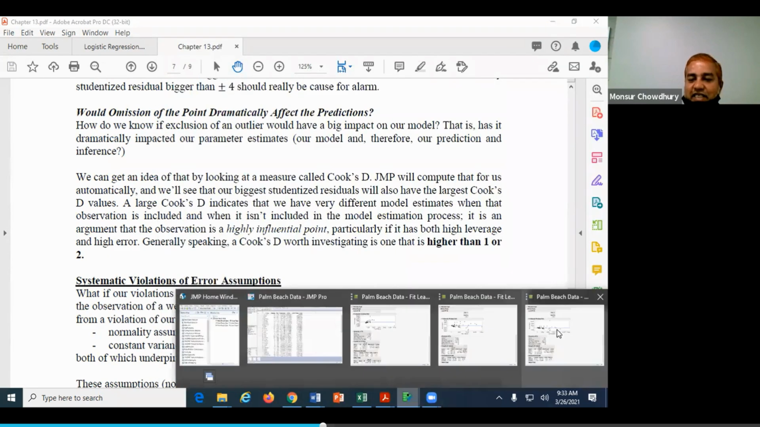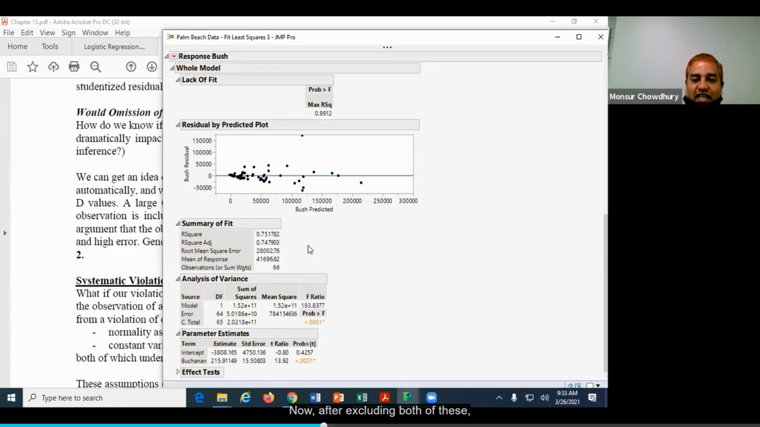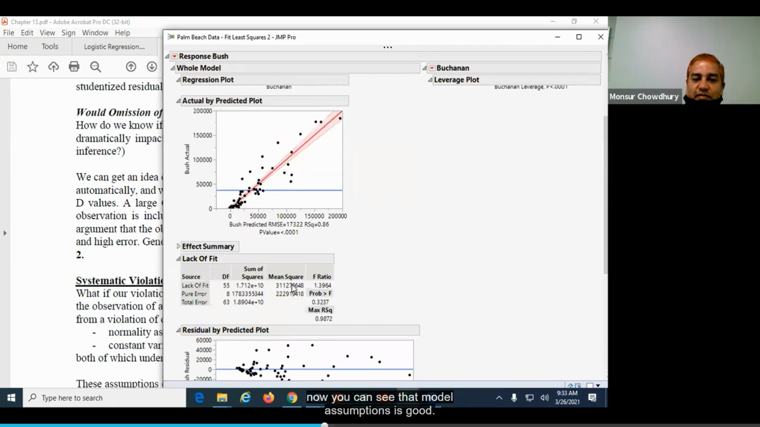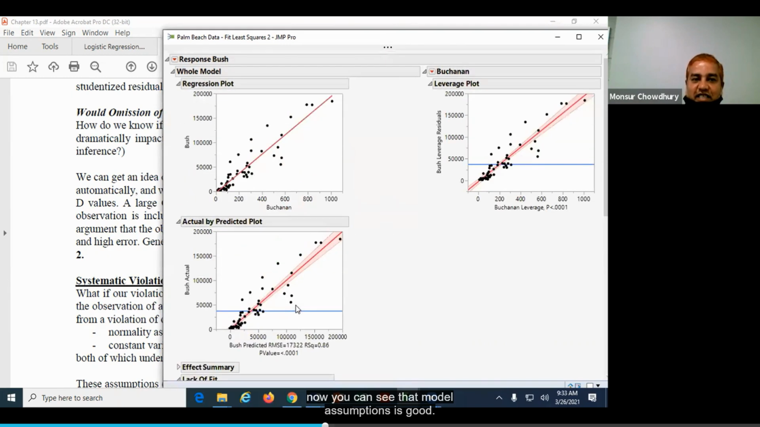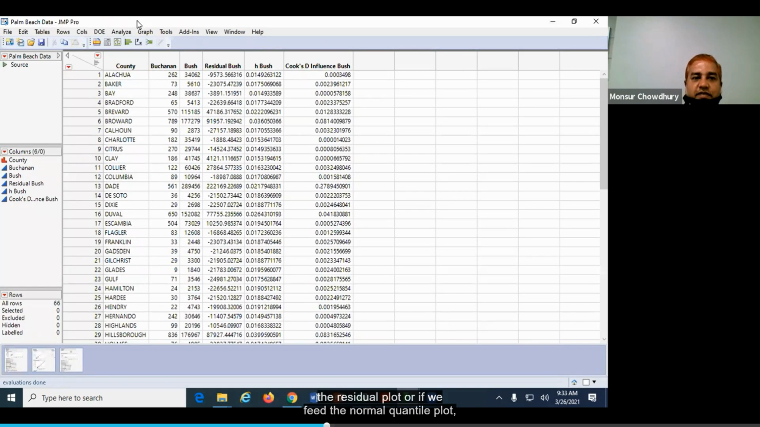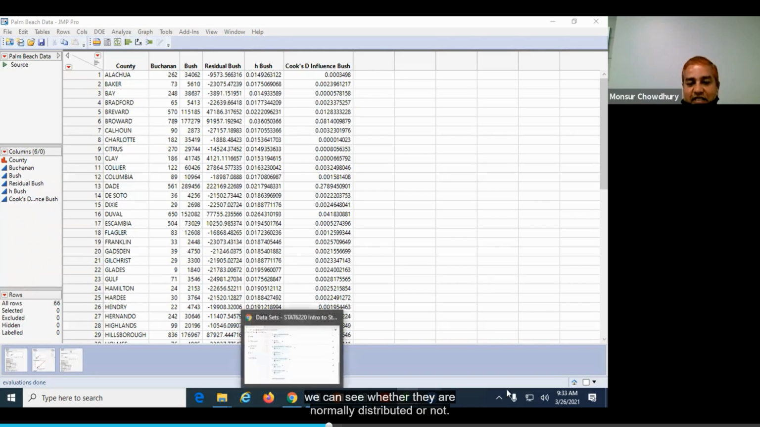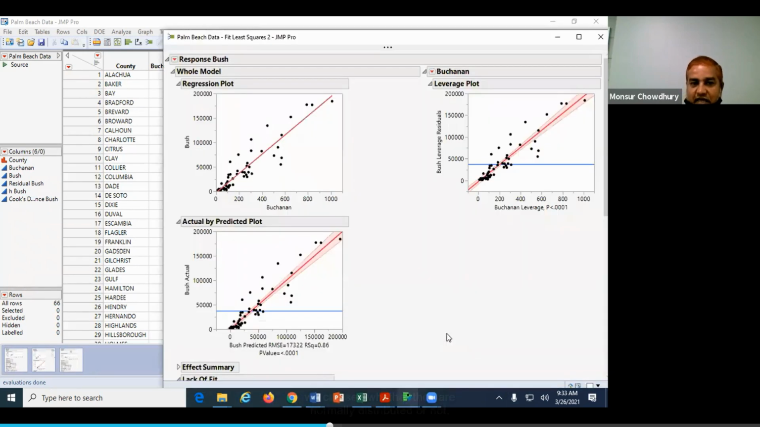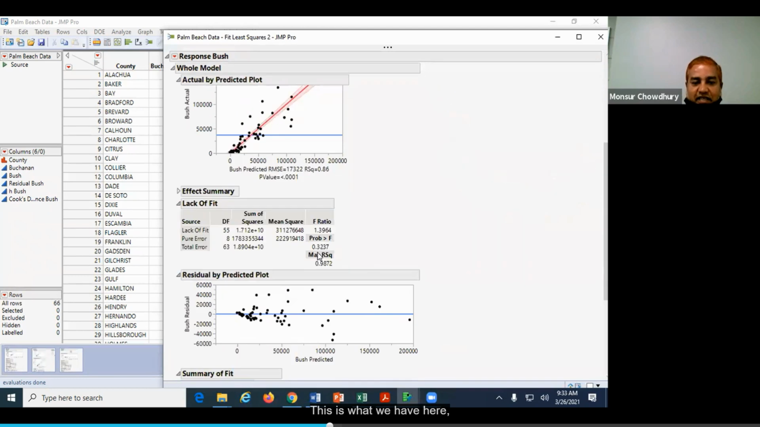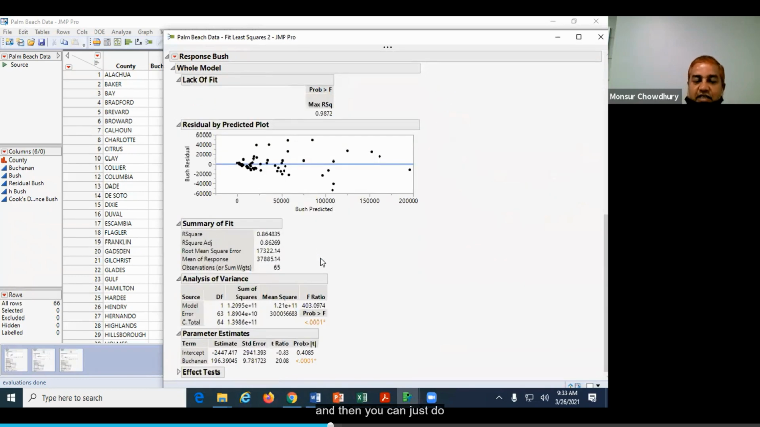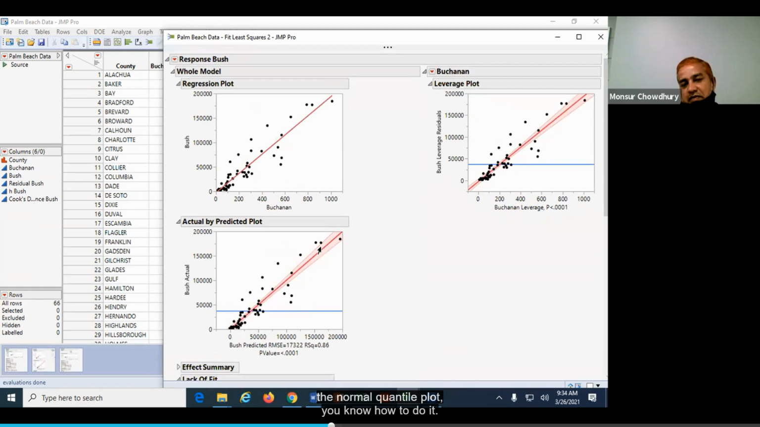Now, after excluding both of these, we can see that the model assumptions are good. Now if you look at the residual plot, or if we fit the normal quantile plot, we can see whether they are normally distributed or not. Okay, so this is what we have here. And then you can just do the normal quantile plot. You know how to do it.